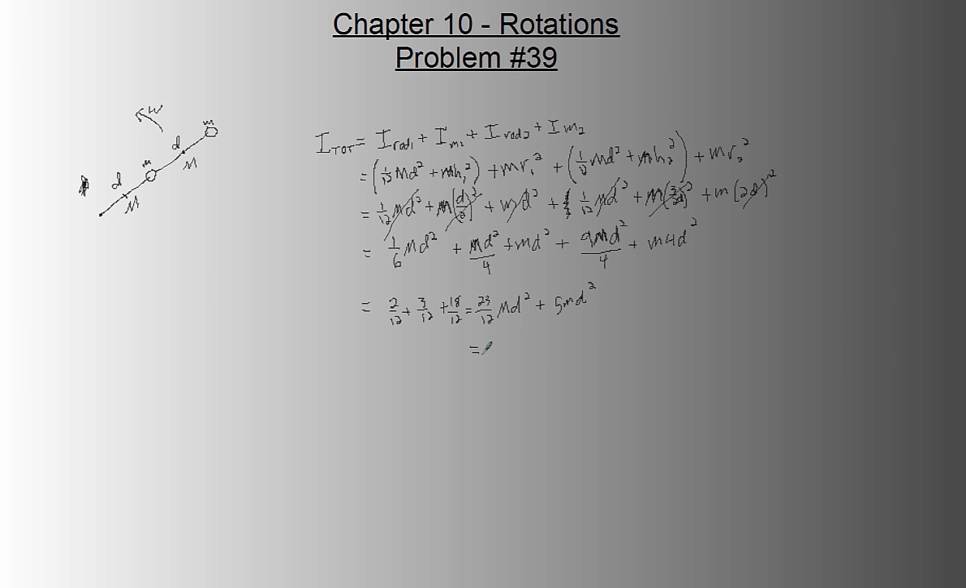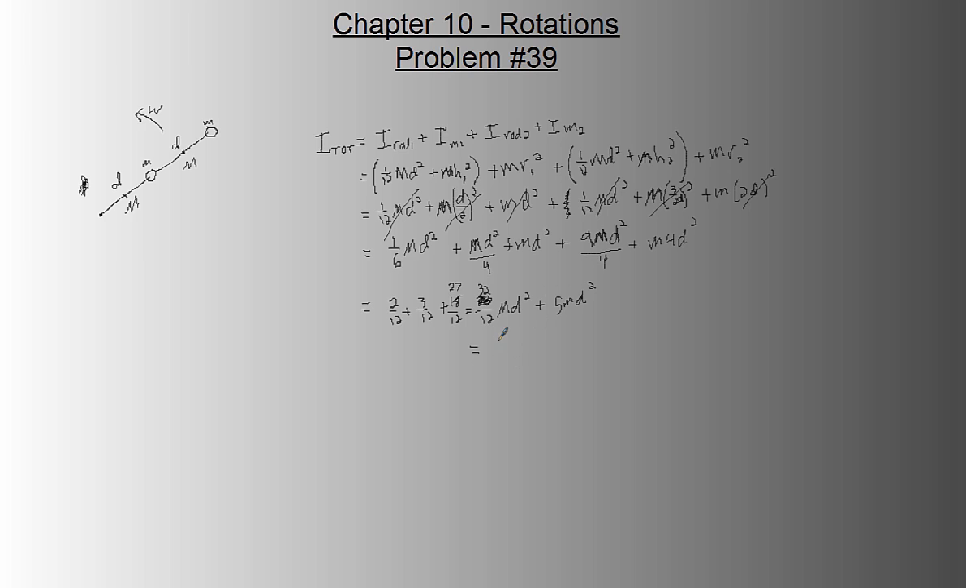And then from here, hold on a second, am I missing something? Yeah, this is 9 times 3 is 27. This is 32. Probably should have stuck with my notes. I'm getting all cocky and trying to do it in my head. Anyway, so 32 over 12 Md squared plus 5 md squared.